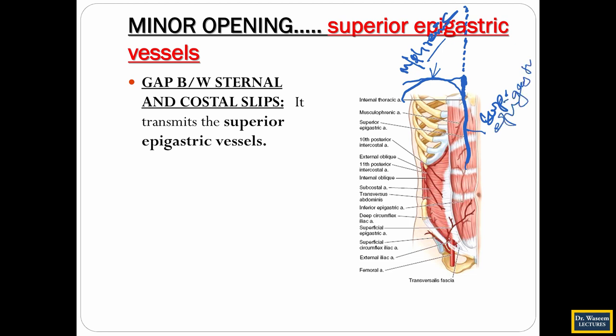Superior epigastric artery is entering in the gap between the external and the costal slip. Which costal slip? The first costal slip that is emerging from the inner aspect of the 7th rib. So, this is the superior epigastric artery and obviously the vein as well.